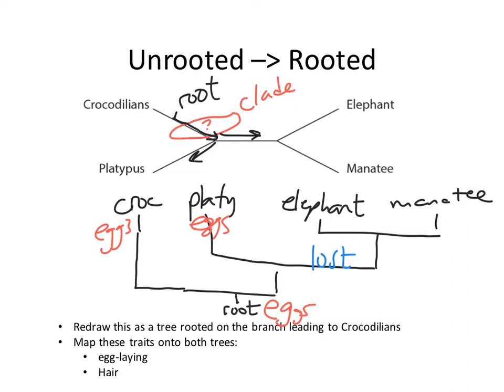So we talk about this sort of as the polarity or the direction that evolution moves. It needs to be a rooted tree. If you don't have a rooted tree, you can't make a solid conclusion about how traits are gained or lost.